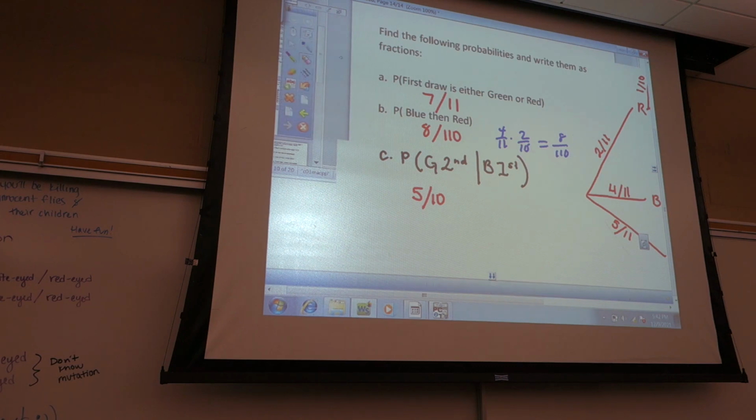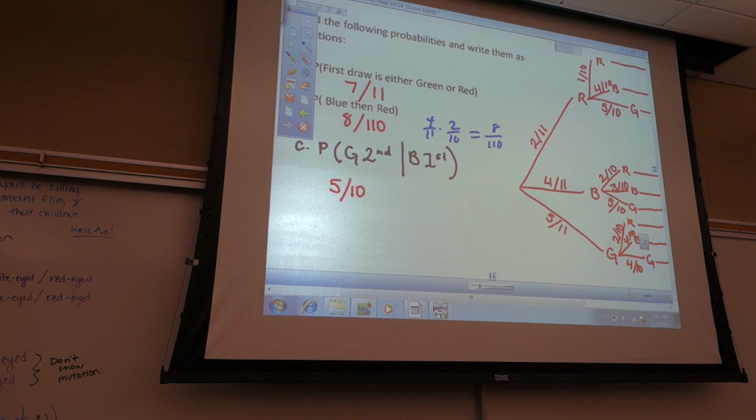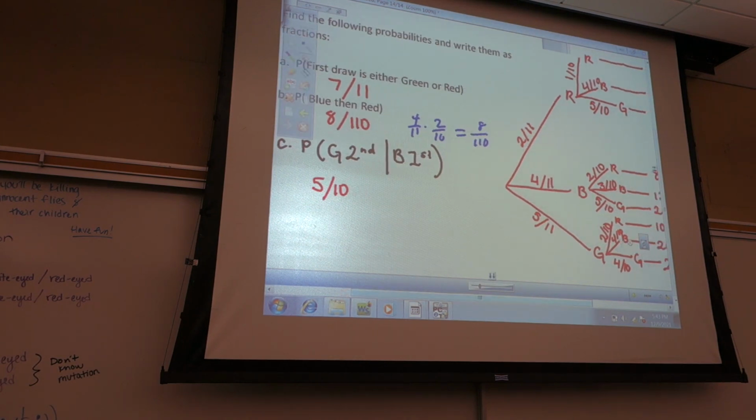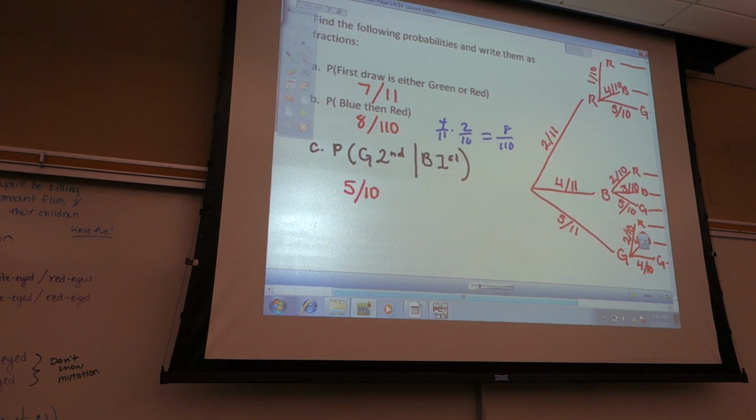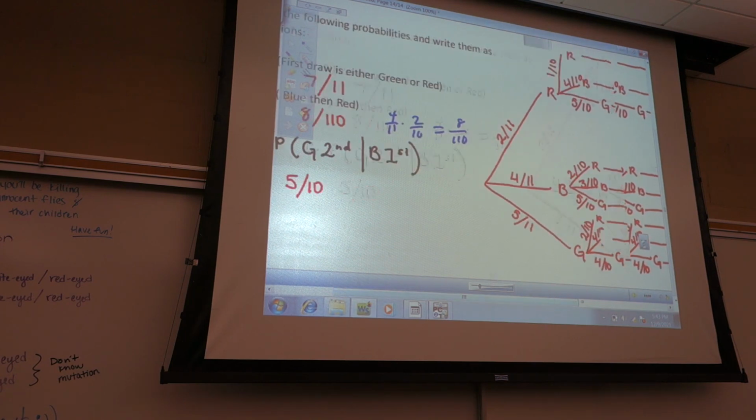And then for C, I went to the green branch, and then I chose the probability of pulling a blue afterwards. Right. She went to the green branch, and then she found the probability of getting a blue. That can't be right. Oh, I miswrote it. I have it right on my paper, but I miswrote it up there. Blue given green, given blue. It's 4. Yeah, I miswrote it. All right.